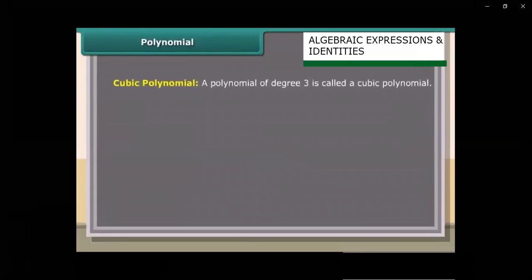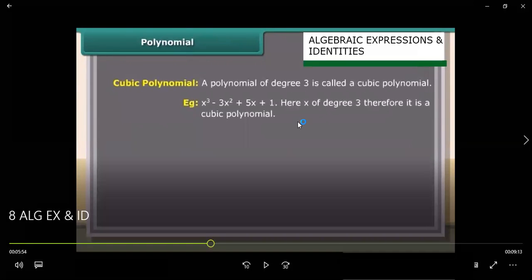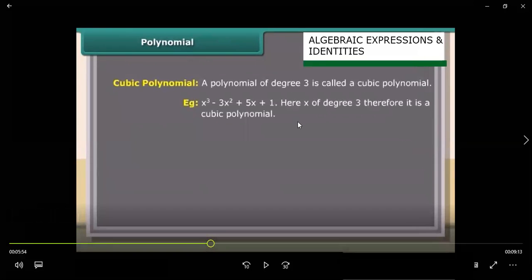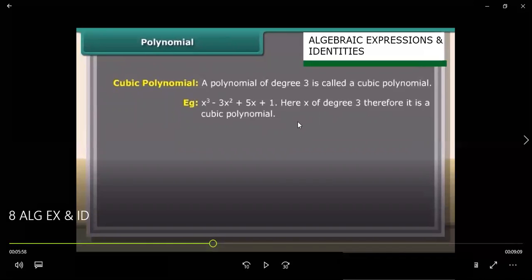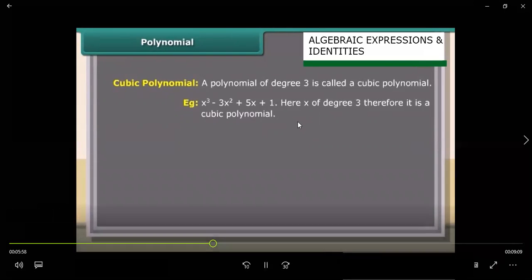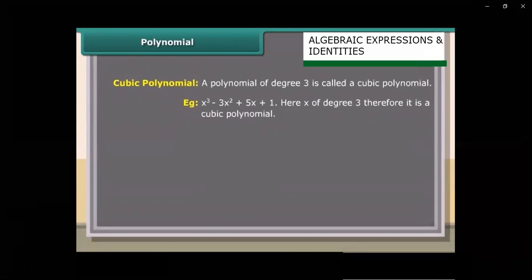Then third, we have the cubic polynomial. A polynomial of degree 3 is called a cubic polynomial. We can take an example, x cubed minus 3x squared plus 5x plus 1. Here the highest power present in this polynomial for the variable x is 3, x cubed. So x is of degree 3. Therefore, it is a cubic polynomial. Similarly, for degree 1 we have linear, for degree 2 quadratic, and for degree 3 cubic polynomial, right?